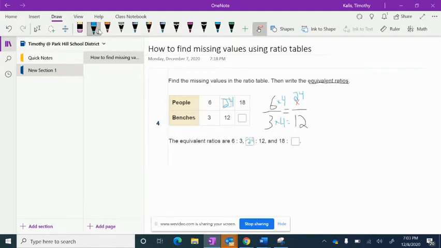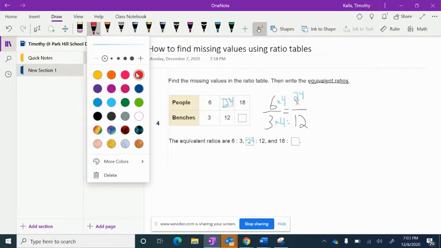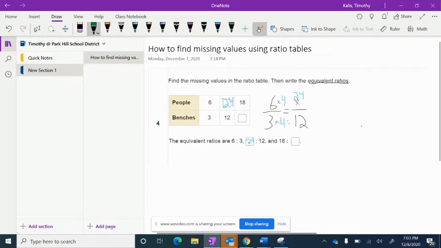To find our next blank value, we can also do the same thing. So we can use our first ratio, 6 to 3. 6 people sitting on 3 benches is equivalent to 18 people sitting on blank benches. And we've got to figure out that number of benches. And so we're going to put an X down there.